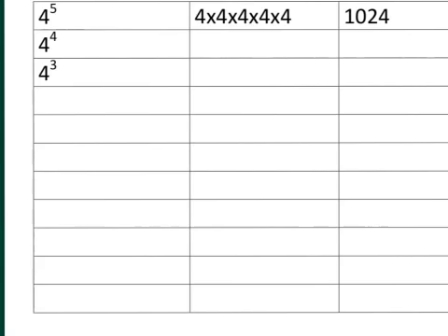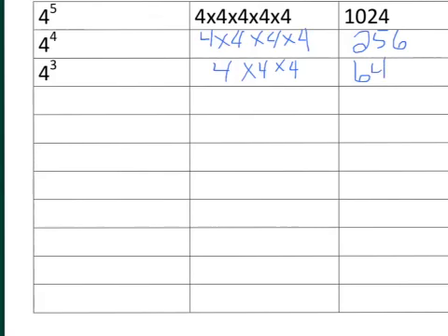4 to the fourth would be 4 4's multiplied together, which is 256. 4 to the third would be 4 times 4 times 4, which is 64. 4 to the second would be 2 factors of 4 multiplied, or 16. 4 to the first, of course, would be 1 4, or 4. And then we get to look for some patterns.